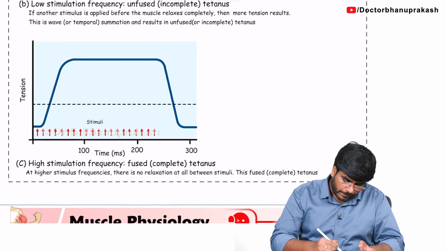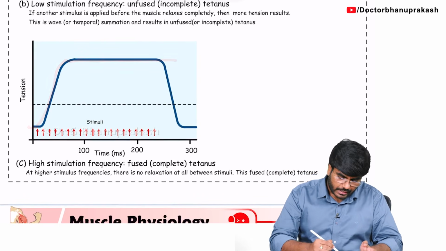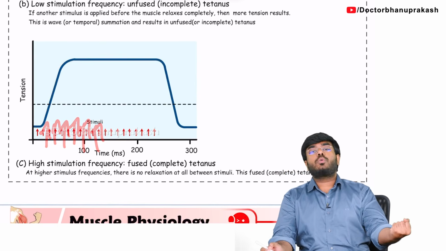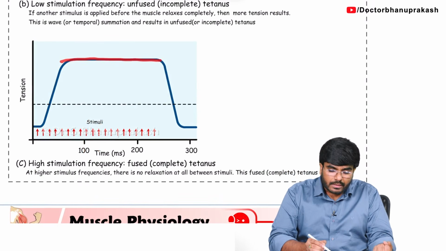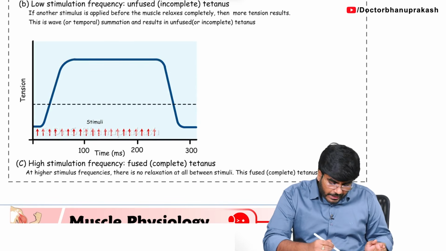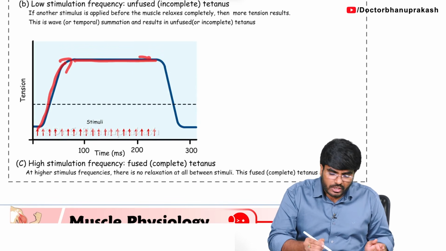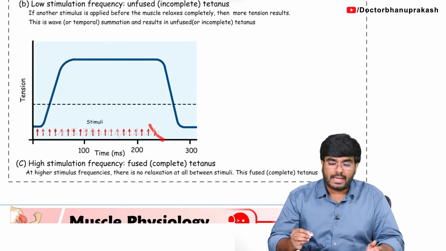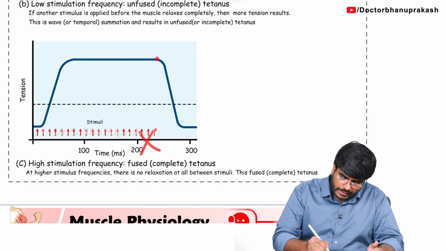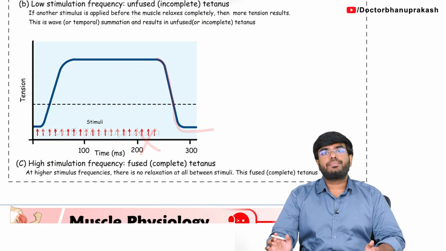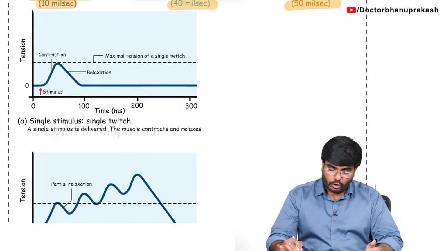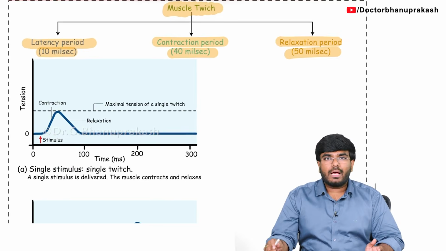So this is going to be complete tetanus, where you are giving the stimulus continuously. Continuous stimulation is going to cause an initial increase in the force, but after that there is constant force generation that is happening. Once you stop the stimulation, again relaxation will occur. So these are the important things that I want you to know in the topic of motor unit.